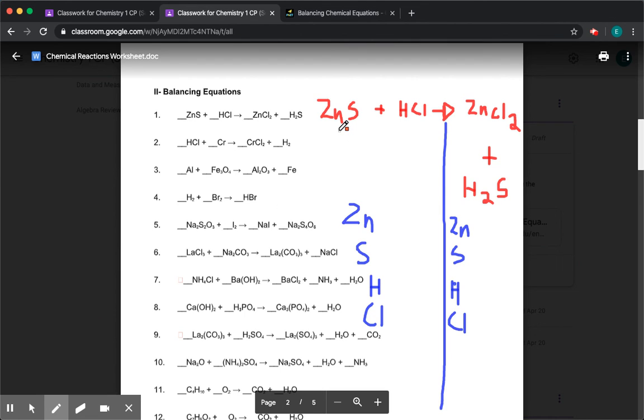How many on the left do we have? We have 1 zinc, 1 sulfur, 1 hydrogen, 1 chlorine. On the right, we have 1 zinc, 1 sulfur, we have 2 hydrogens, and we have 2 chlorines. Okay?